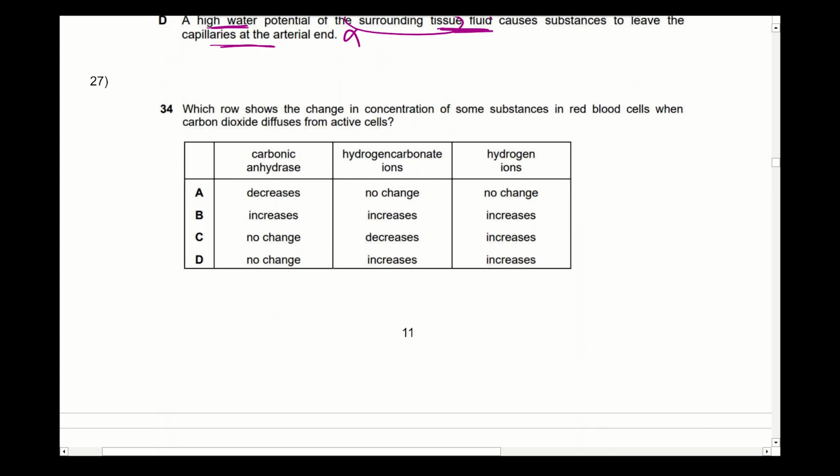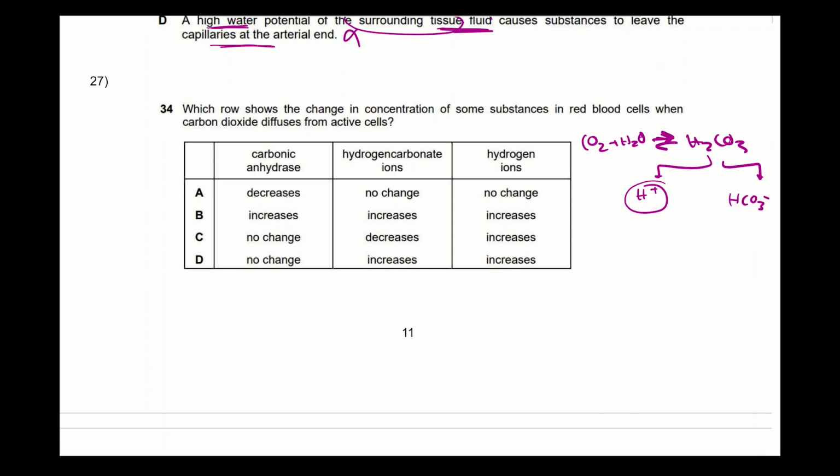Question number 27. Which row shows the change in concentration of some substances in red blood cells when carbon dioxide diffuses from active cells? So, when carbon dioxide concentration increases, it combines with water and forms carbonic acid by the action of the enzyme carbonic anhydrase in red blood cells. Then it dissociates into hydrogen ions and bicarbonate ions. The hydrogen ions accumulate inside the red blood cells since they are impermeable, whilst the bicarbonate ions leave the red blood cell and are transported in the plasma.